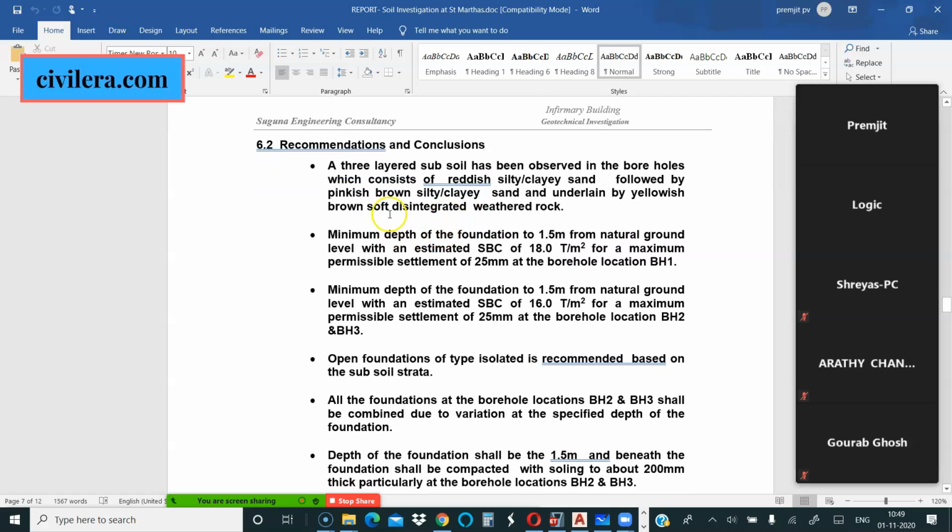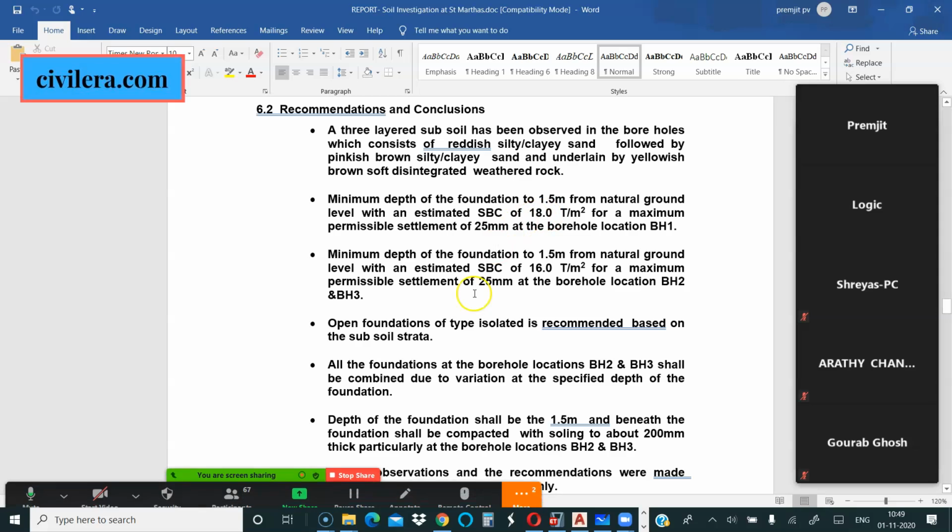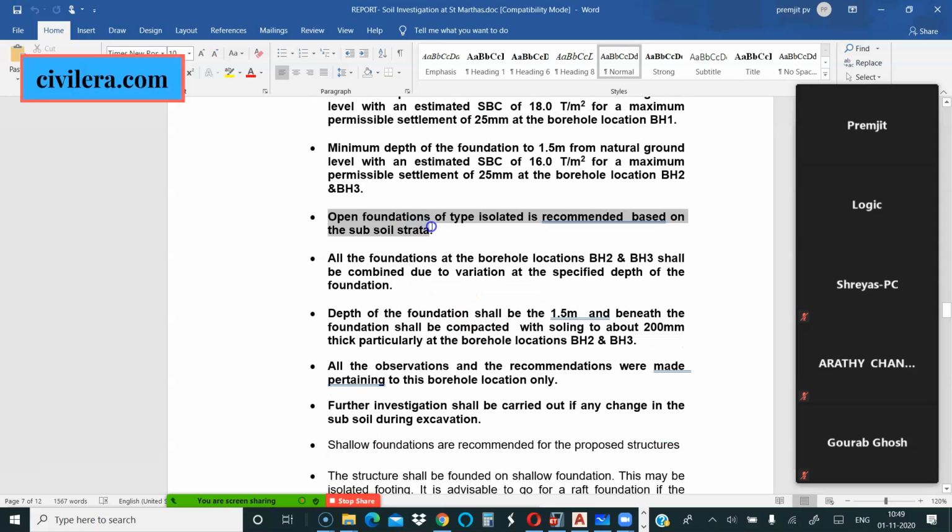So the soil consultant would have recommended certain things, like what the depth of your foundation should be and what your SBC is. So he has recommended open foundations of the isolated type based on the subsoil strata. I'm not going deep into this; we can do that in a different webinar sometime. I just wanted to tell you this is important, and important on two counts.